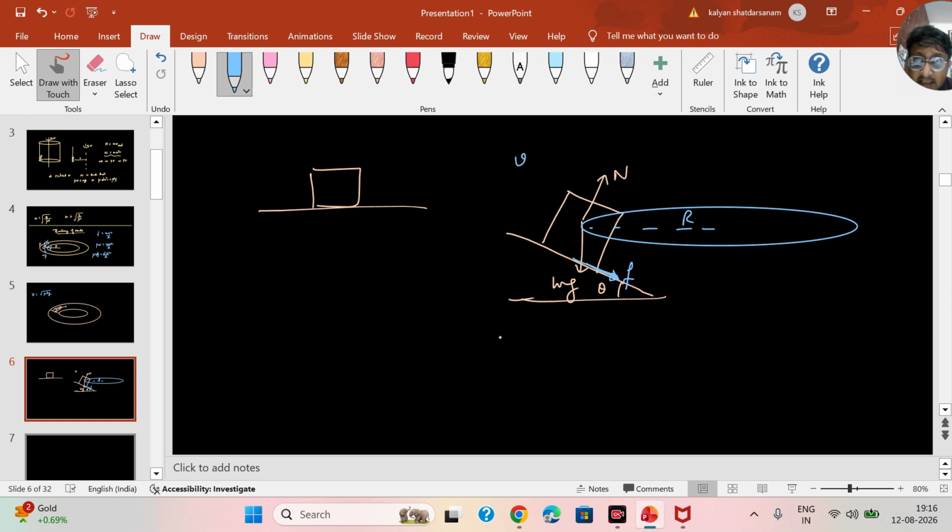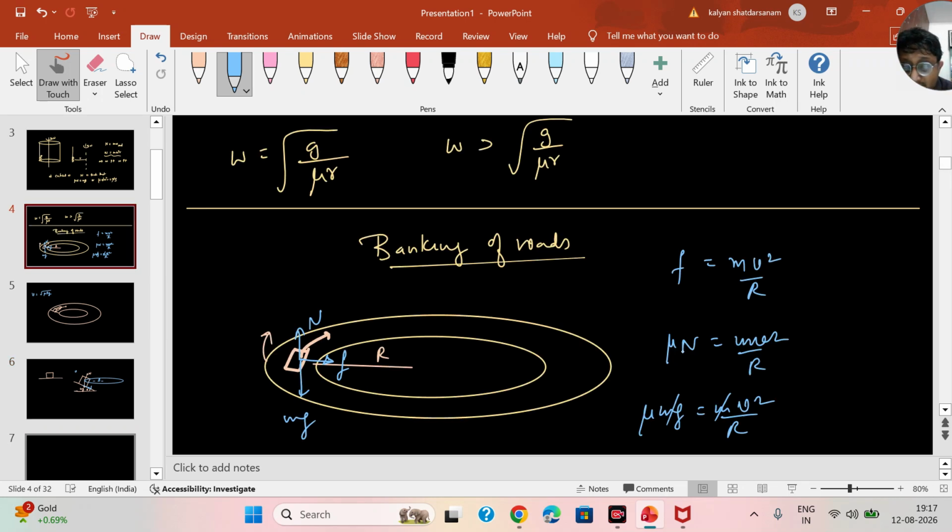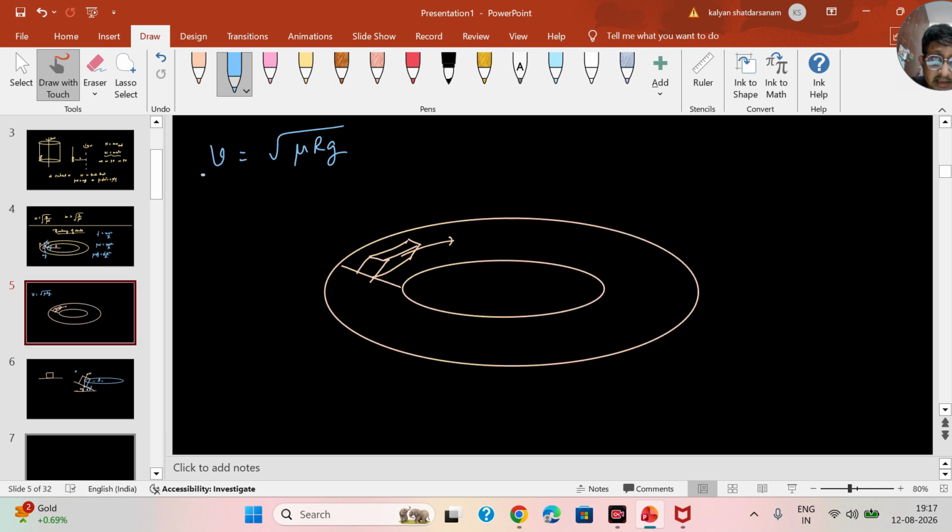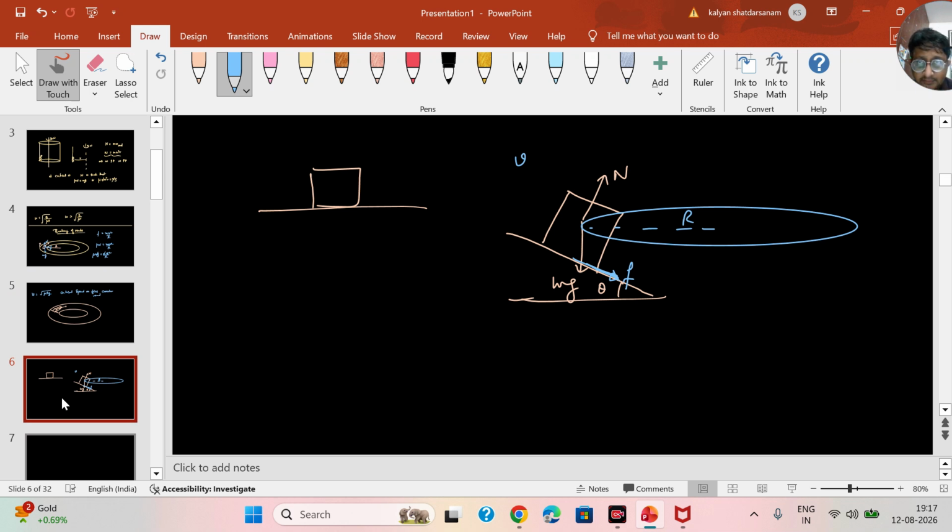Now let us find the critical speed where limiting friction acts. The previous case on a flat road, when limiting friction was acting, the speed was root mu rg. We found it here, root mu rg. This is the critical speed on flat, circular road. If you exceed the speed, the car will skid. If you go with lesser speed, you are safe. But now I want to calculate the critical speed here, which means again my friction has reached the critical value mu n here. So let me try to split the forces into horizontal and vertical.